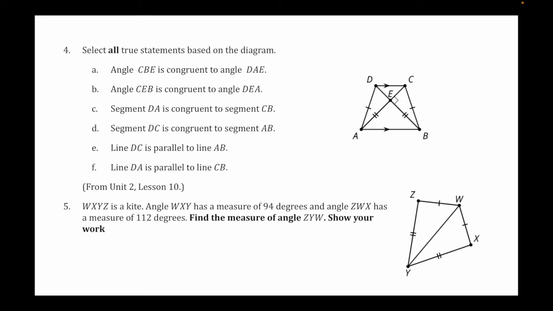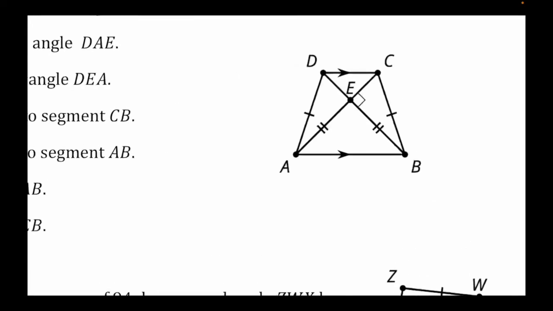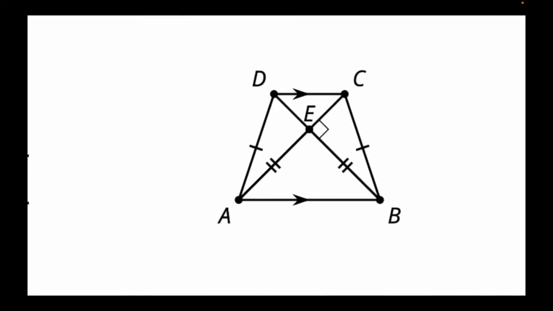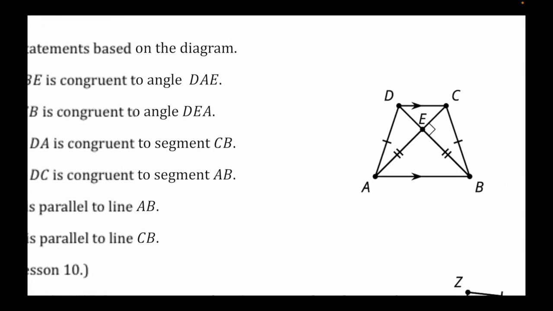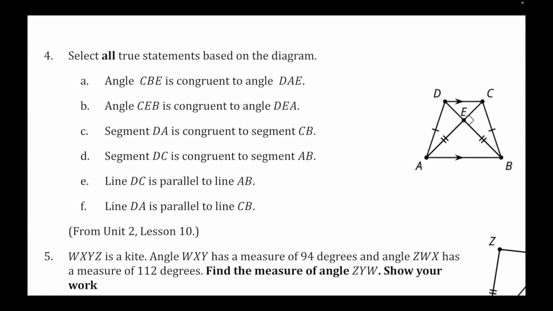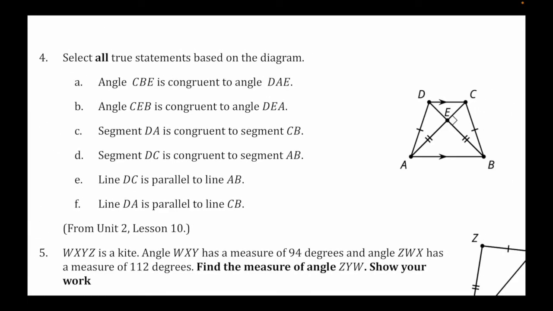So let's look at what we have here. We want to select all true statements based on the diagram. So they're giving us this one here. It looks like we have a trapezoid at the very least, probably an isosceles one, but we have A, B, C, D going around the outside and E here in the middle. So this says angle CBE is congruent to DAE.